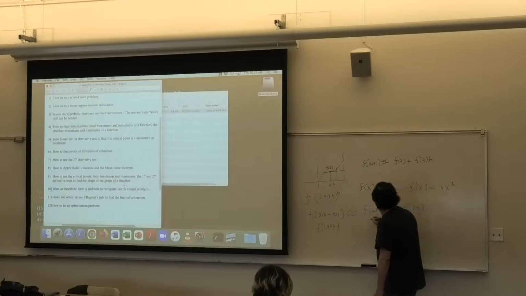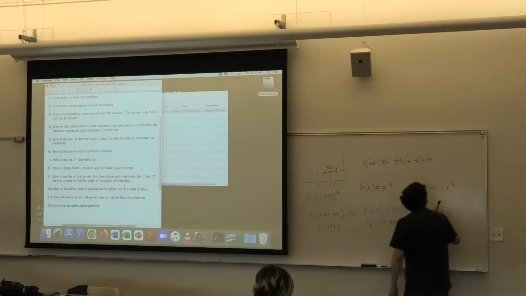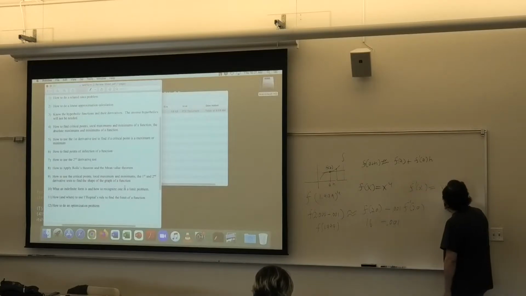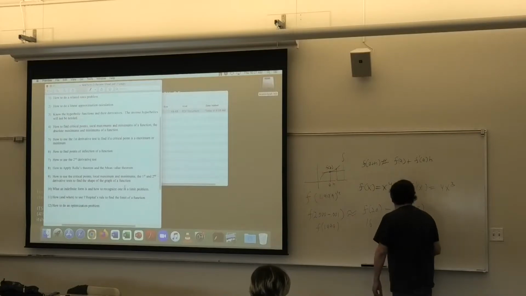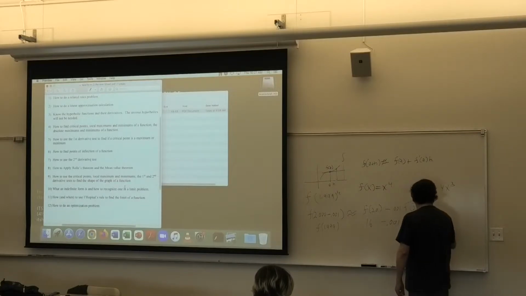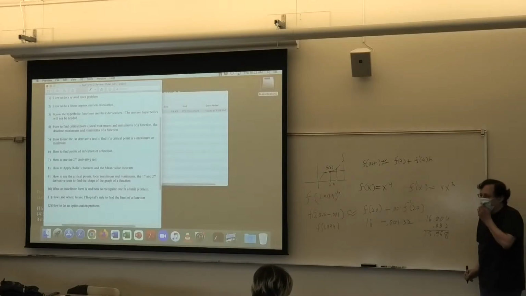f of 2 is 16 minus 0.001. What's this? 32. So it's 16 minus what? There's my approximation.